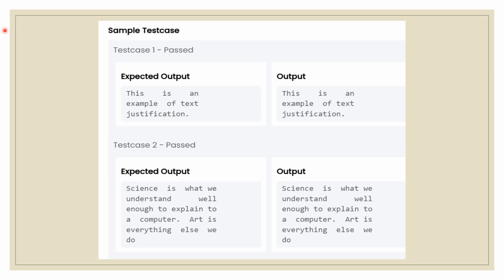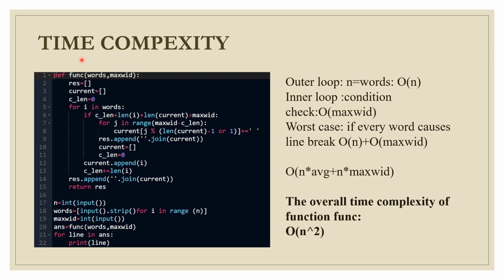Now let's take a look into the time complexity. In the function, the outer loop is going to run O(n) times, and the inner loop can run for the number of spaces that is required. In the worst case scenario, let us consider each word has characters which is greater than the maximum width. So each word is going to act as a separate line, resulting in n number of times the loop is to be run. That is the worst case scenario.